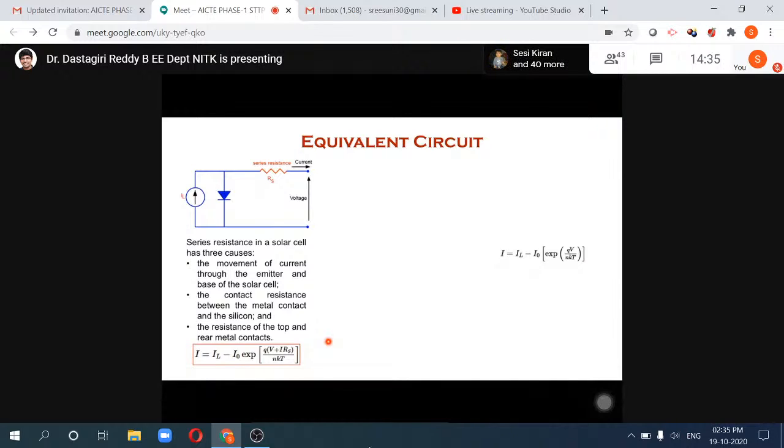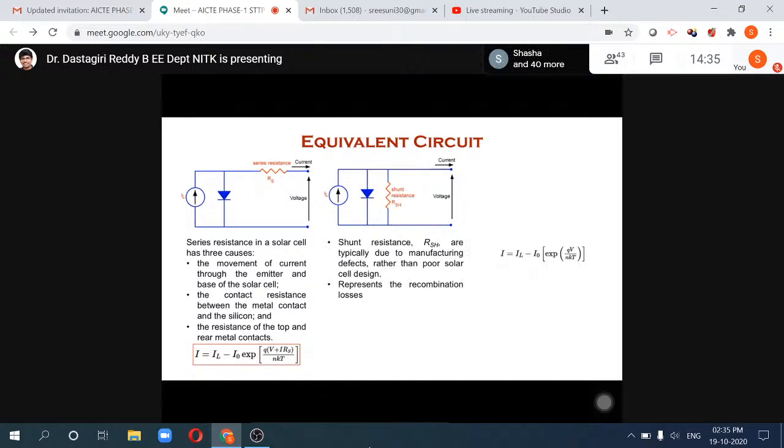Now, when it comes to parallel resistance, that is shunt resistance, this is also quite straightforward. It is due to manufacturing defects and also represents the recombination losses. We also discussed this one. Whenever there is a generation of 10 to the power of 23 electron-hole pairs, you may not be able to collect everything because some may not be near the junction. So there will be some current you are losing, and that is reflected in the shunt resistance.